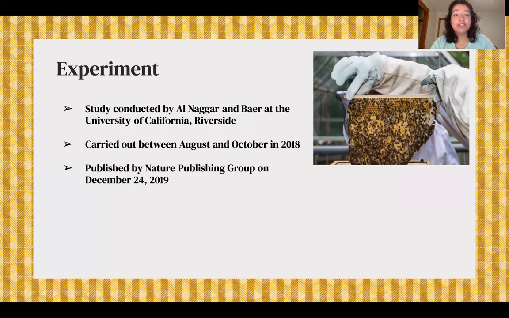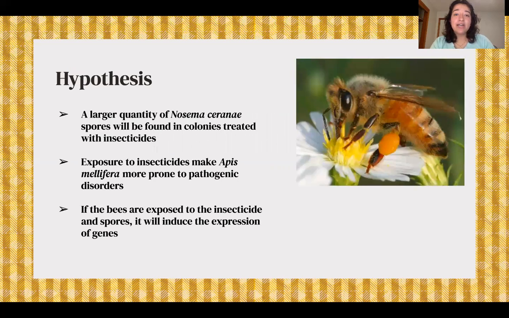Upon this study, Al Najar and Bayer had a couple of things in mind. So they believed that a larger quantity of Nosema ceranae spores would be found in colonies that had been exposed to the insecticide rather than those that had been exposed to the control. They also thought that exposure to the insecticides in Apis mellifera would make them more prone to obtaining disorders linked to colony collapse disorder. And they believed that the gene expression of these organisms would change upon exposure to the insecticides and the Nosema ceranae spores.